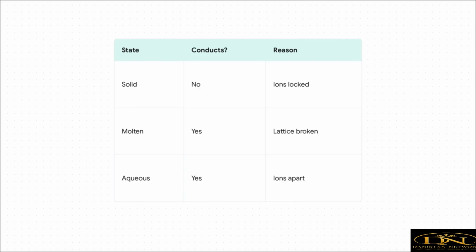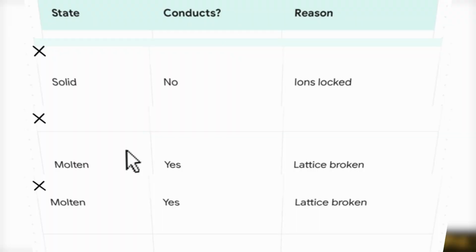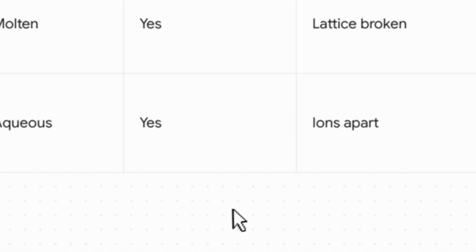However, if you apply intense heat and melt it into a molten state, or if you dissolve it in an aqueous solution, that lattice breaks apart. The ions are suddenly free to move around and carry an electrical charge. So remember this strict structural comparison. Solid means absolutely no conduction, molten or dissolved means full conduction.